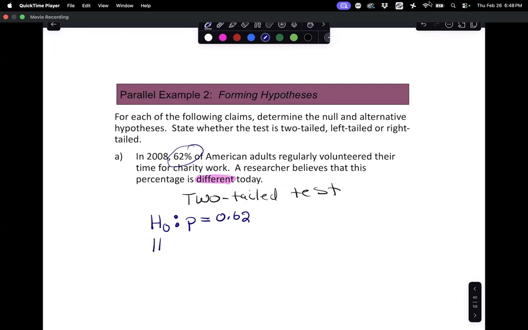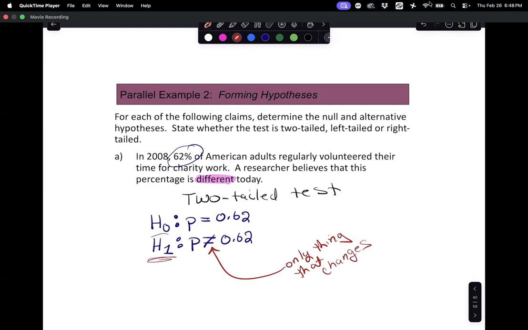Our alternative hypothesis, still going to be P, still going to be 0.62. Different means not equal to. So the only thing that changes is this sign. I'm going to write that. Only thing that changes. The number stays the same. The symbol stays the same. But like the P or mu or standard deviation, the only thing that changes is the sign. Give you a second to write that down. We'll go to the next screen.